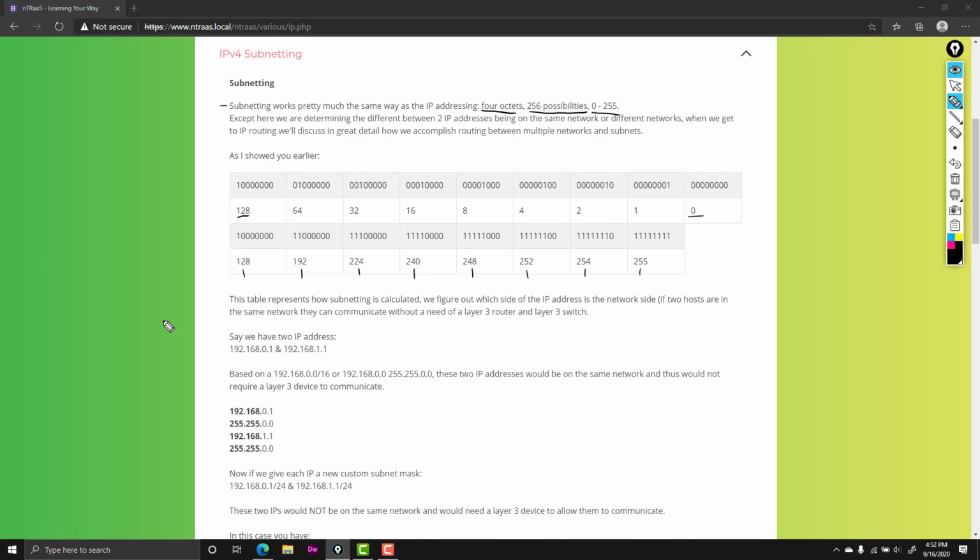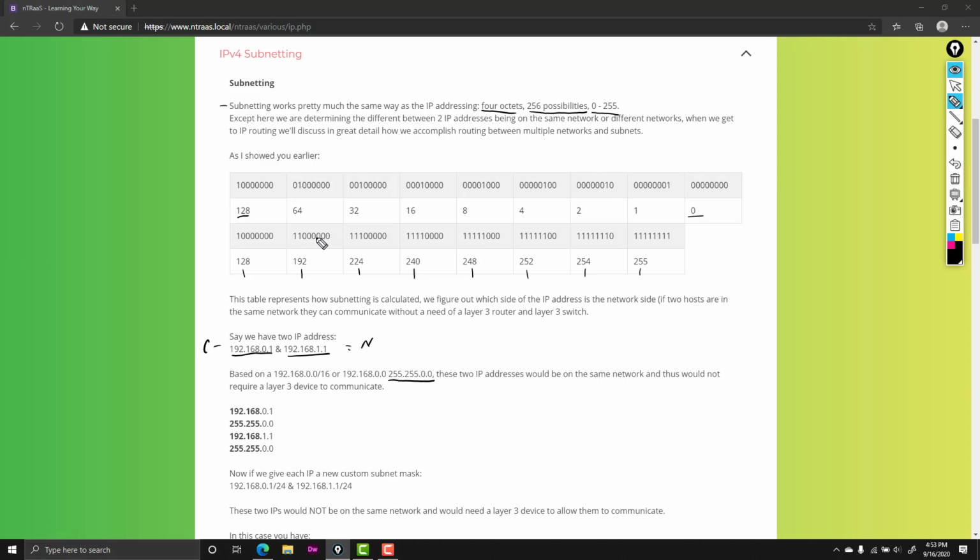We will have to figure out which side of the IP address is the network side, so if 2 hosts are in the same network they can communicate without the need of a layer 3 router or layer 3 switch. So say we have 2 IP addresses. Now based on our class C, you might say 192.168.0.1 and 192.168.1.1 are on the same network, and you would be correct if that was the case. Based on the 192.168/16 or the 255.255.0.0, they would be on the same network and not require a layer 3 device to communicate.